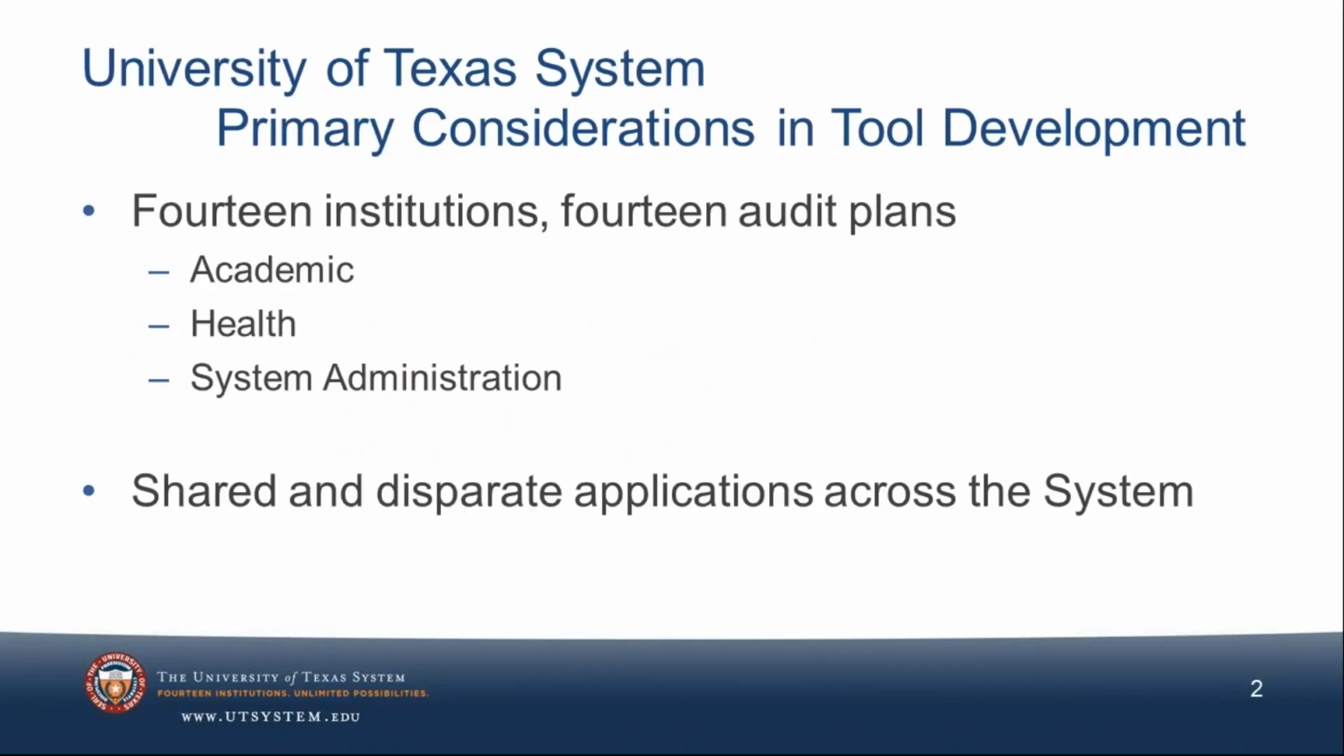Okay, so I'm not going to talk too much about the University of Texas system itself. We can all go out and find the facts about the system. But in terms of tool development, there are some facts and considerations that are primary when we think about what tool we're going to create next. So we have 14 institutions, which means that we have 14 different audit plans. Each of our institutions has an audit office located at the institution, and they do make their own audit plans. We have academic, health, and then we have system administration.